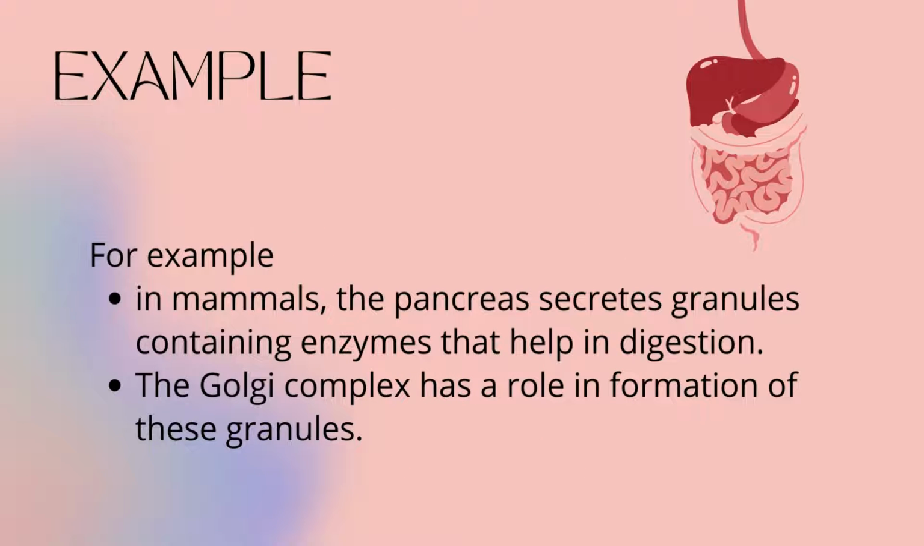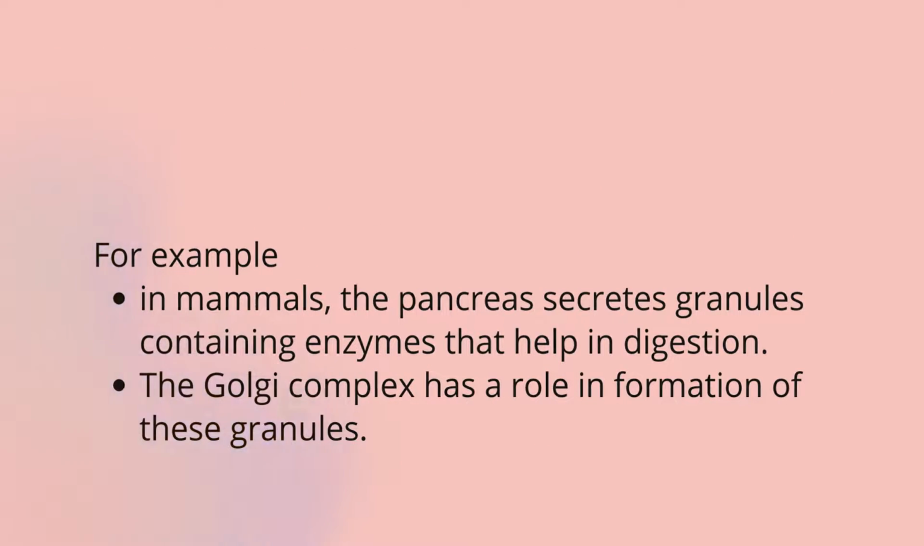For example, in mammals, the pancreas secretes granules containing enzymes that help in digestion. The Golgi complex has a role in the formation of these granules. Granules and enzymes are packed in vesicles and then budded off from the Golgi apparatus.